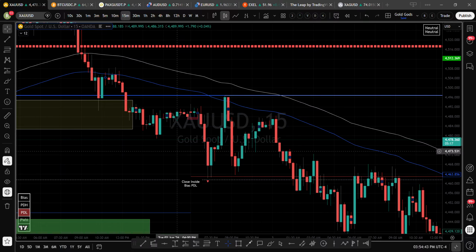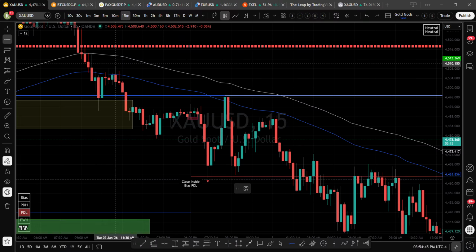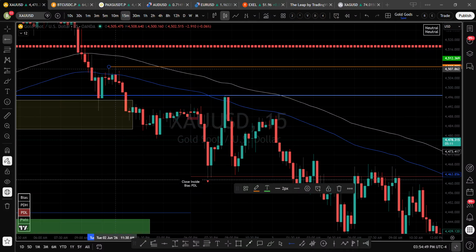Stop loss is at the top. I'm going to show you. We're going to put our stop loss at the top of that pin, and then we wait for this candle to close, and we get in. And as you see, it rides down.